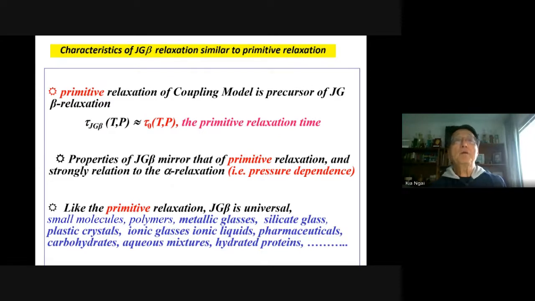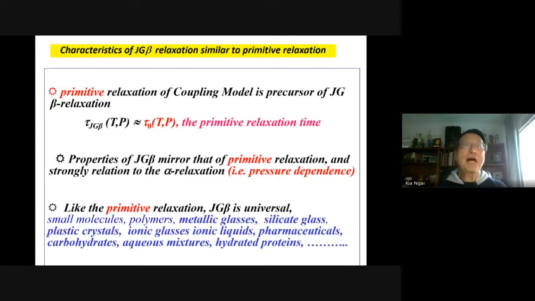So the primitive relaxation is a precursor of JG because it is even simpler than JG beta. It is just starting, just initiating the JG beta. But JG beta is not just one simple relaxation; it is comprised of increasing length scale before it reaches the alpha relaxation. So the properties of JG beta mirror the primitive relaxation and have a strong relation to alpha relaxation, like the tau zero, because tau zero is a part of JG beta.